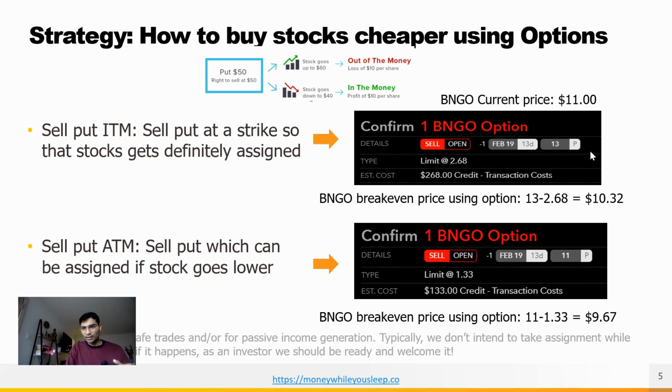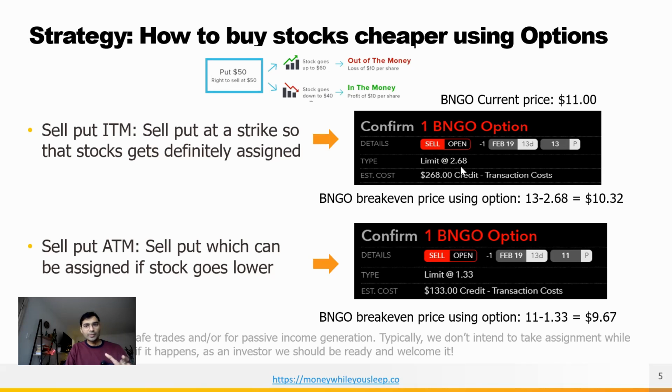I have given a real life example here. Bingo is at $11, while my strike price is $13. So this is an in the money sell put, and I'm selling a put for February 19th, and I am collecting $2.65 per share as a premium.